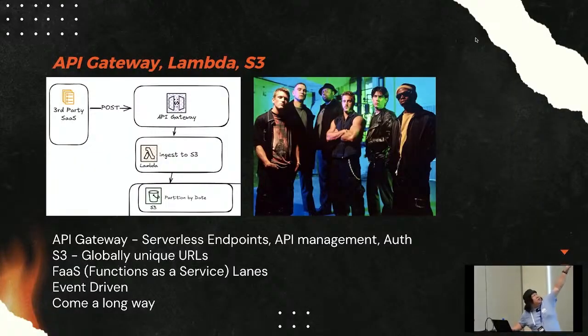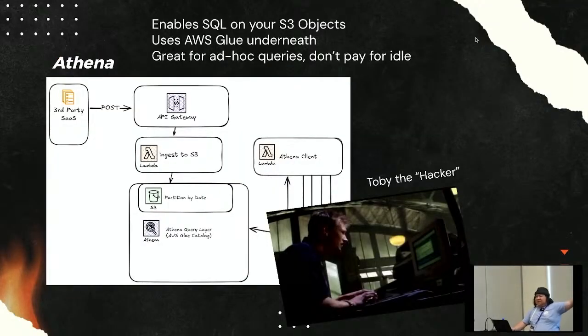So I have a third-party SaaS. It's going to send a post request to an API Gateway that I have. There's a Lambda function attached to that gateway. It's going to take the JSON in and partition it by date to an S3 bucket. And then we meet the first super specialist on our crew, Toby.